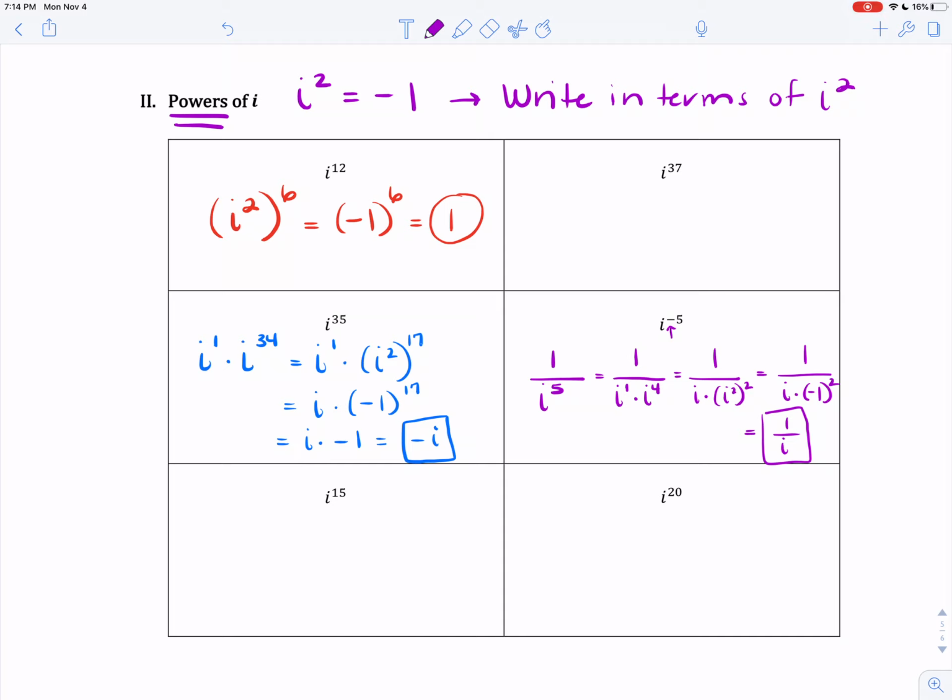All right, and so again, I will post the rest of the examples for you, but all you really have to remember in terms of evaluating powers of i is to do what you need to do to write it in terms of i squared, plug in negative 1 for i squared, and then when you simplify, you're going to get something in terms of 1 or negative 1, i or negative i.